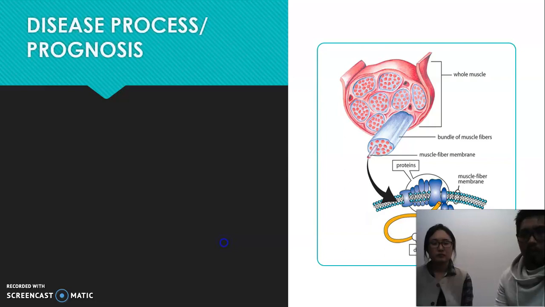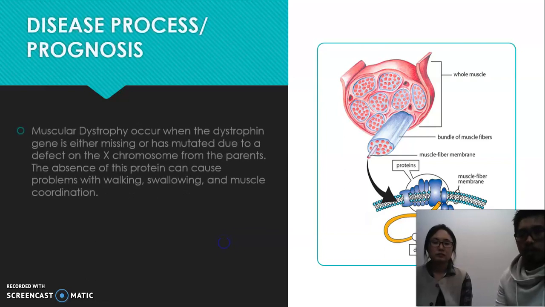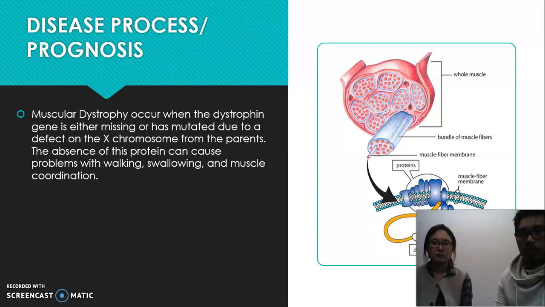All right, so for disease process and prognosis. Muscular dystrophy occurs when the dystrophin gene is either missing or has mutated due to a defect on the X chromosome from the parents. The absence of this protein can cause problems with walking, swallowing, and muscle coordination.